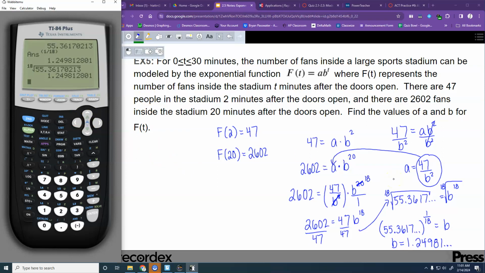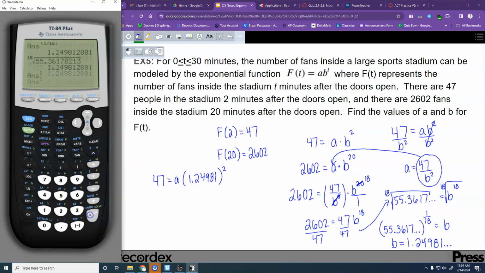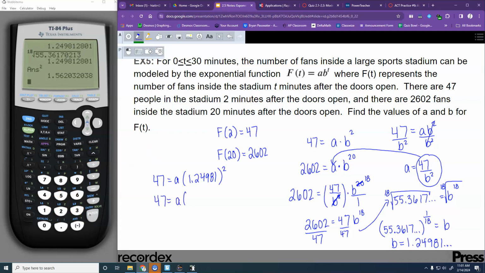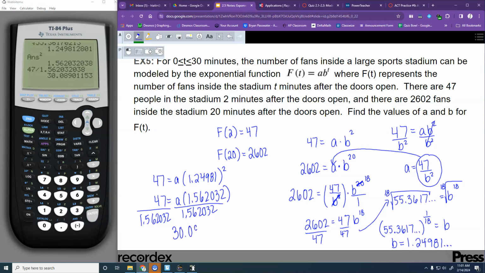All right, how do you guys think we're going to find A? Plug it in for B in either one of our original equations, right? I would use the top one because it's a little bit easier. So 47 equals A times 1.24981, squared. So if I square this number, I've got 47 equals A times 1.562032. And then I'm going to divide by that number. So if I do 47 divided by that number right there, I'm going to get 30.089 for my A. So there's my A, there's my B.